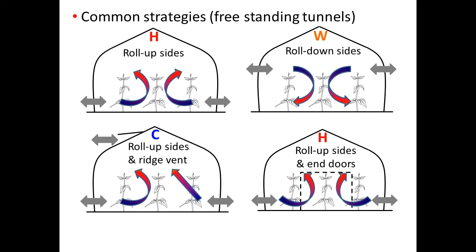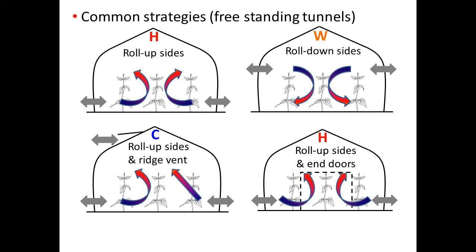In the upper left-hand corner, you see the typical roll-up system. So air comes in near the ground, near where the plants are sitting, and you see by the colored arrows that colder air, when you ventilate, comes in and hits the plants and then warms up and rises, and you see a hot pocket of air accumulating in the ridge.